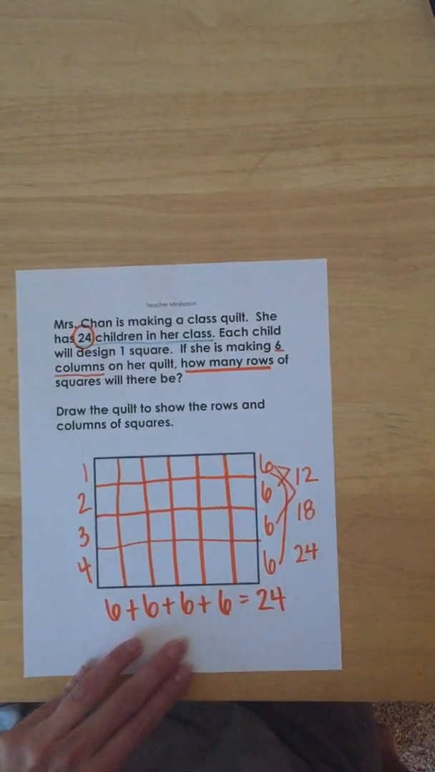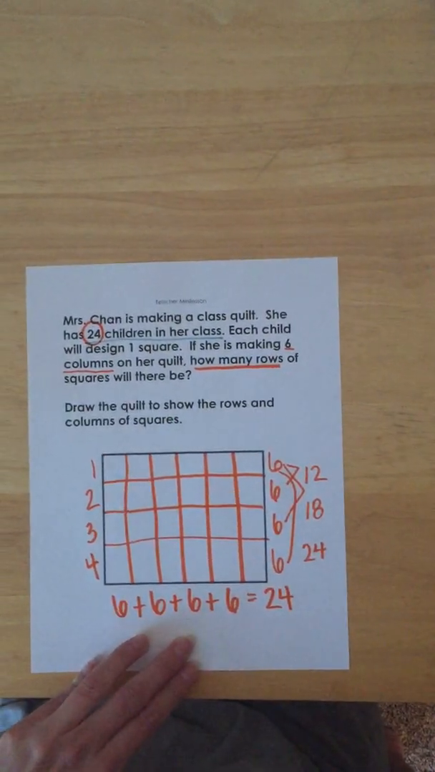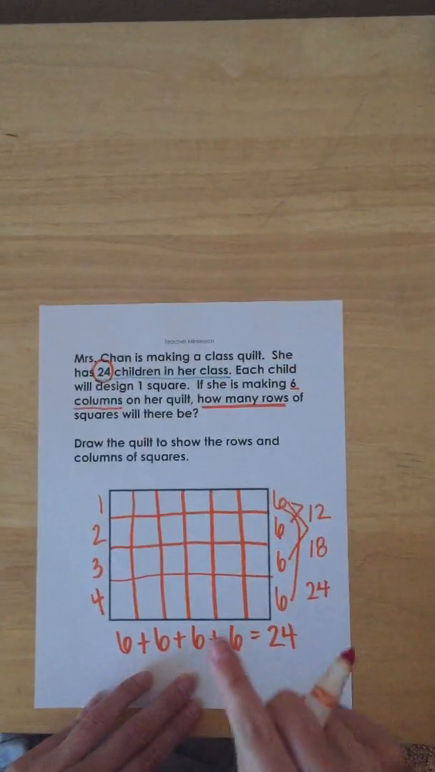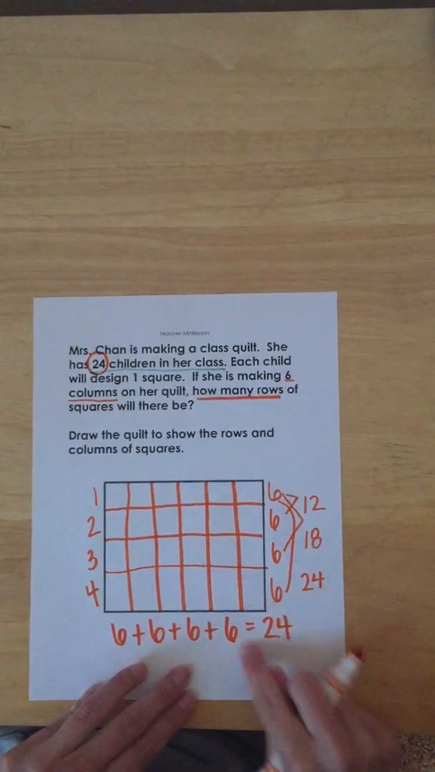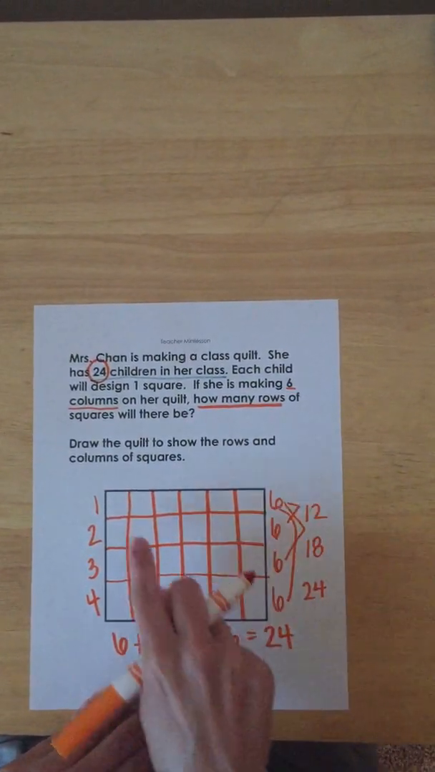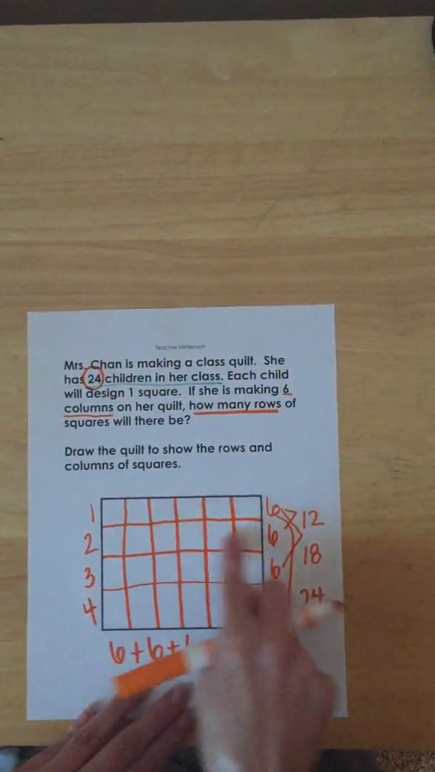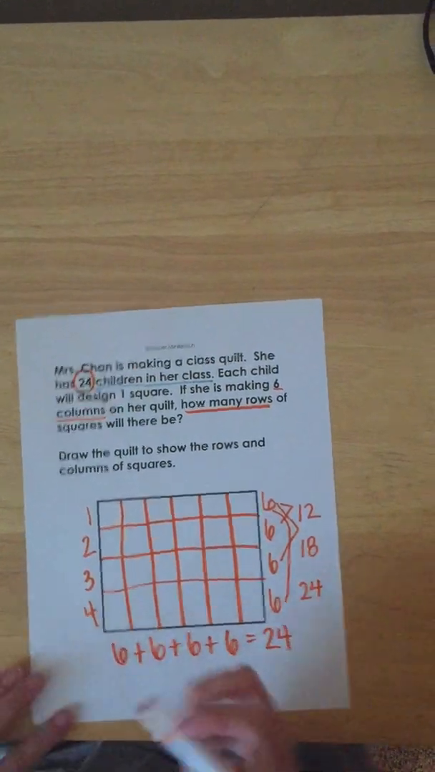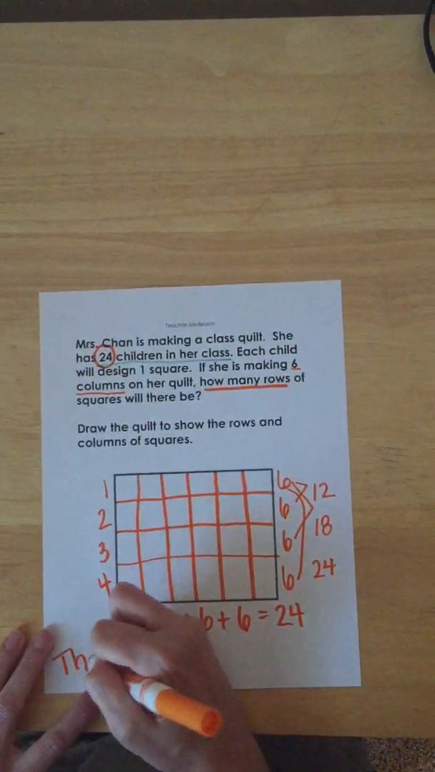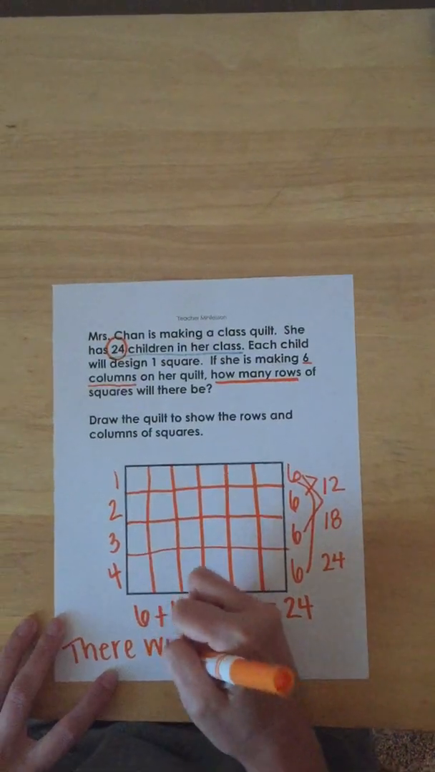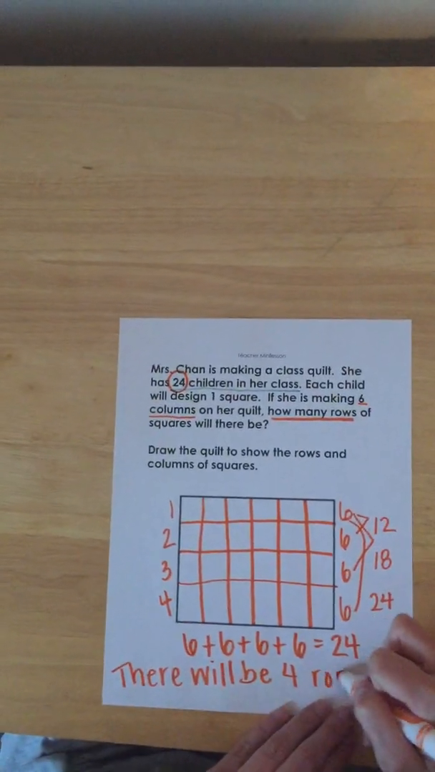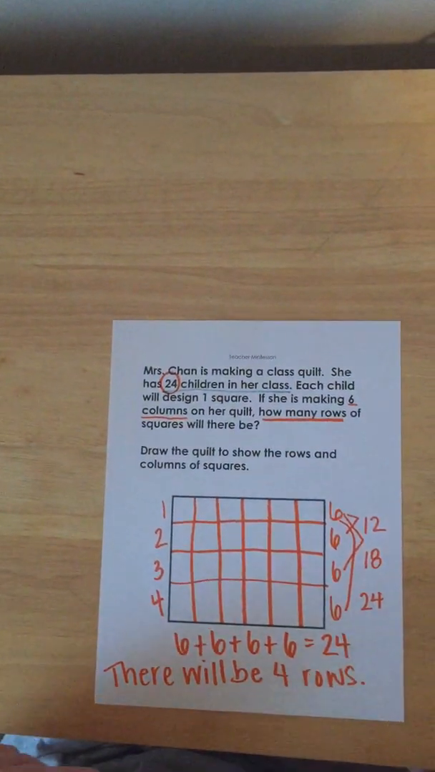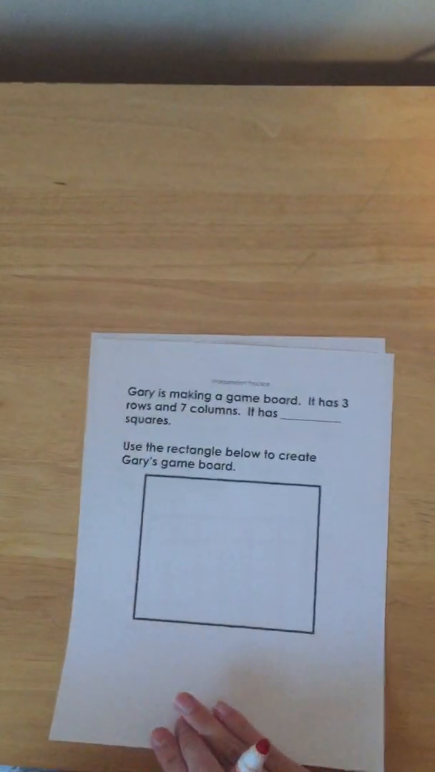But I need to make sure that that's what the question was asking me. So the question was asking me, how many rows of squares will there be? So even though I've got 24, 24 is not my answer. My answer is how many rows? So 1, 2, 3, 4. So there will be 4 rows.